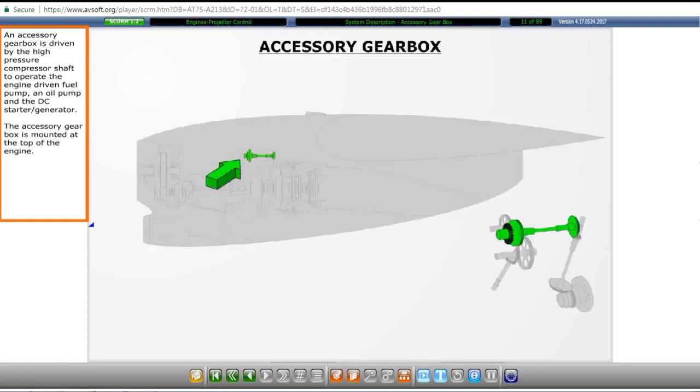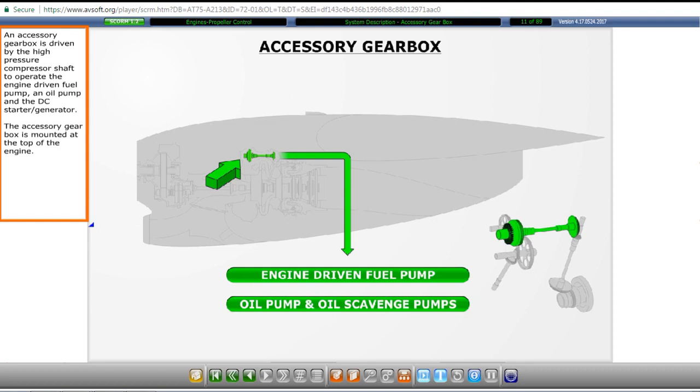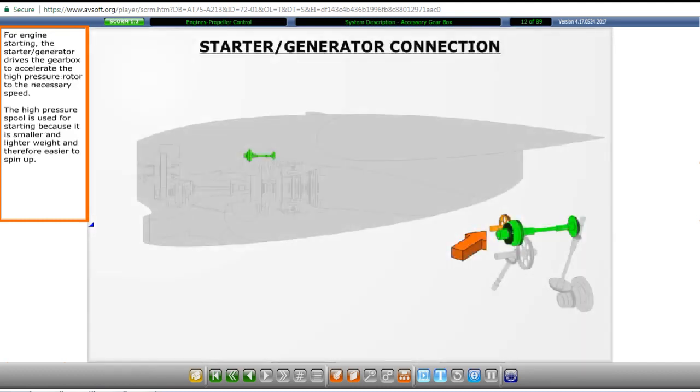An accessory gearbox is driven by the high-pressure compressor shaft to operate the engine-driven fuel pump, an oil pump, and the DC starter generator. The accessory gearbox is mounted at the top of the engine. For engine starting, the starter generator drives the gearbox to accelerate the high-pressure rotor to the necessary speed. The high-pressure spool is used for starting because it is smaller and lighter weight, and therefore easier to spin up.